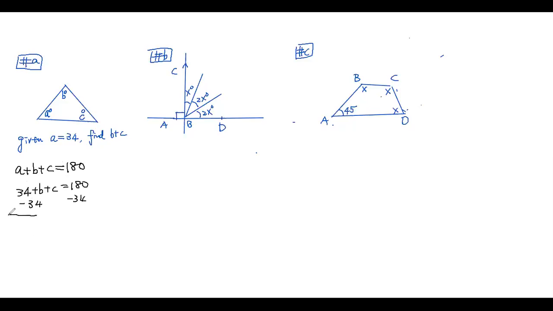So what do you have here? B plus C is equal to 180 minus 34. You will get 146 degrees, right? If this type of problem happens, you have to know how to do it. It's very easy to get points for those. Okay, now let's take a look at this one.